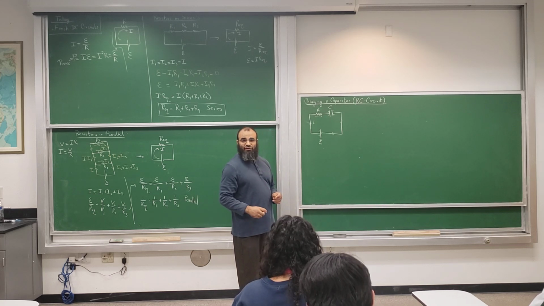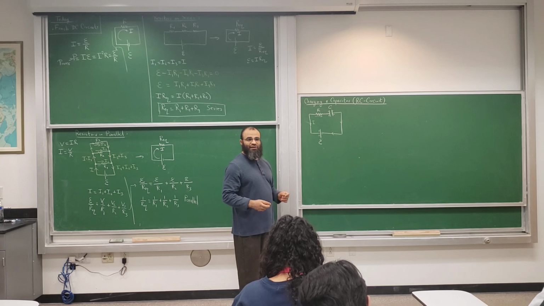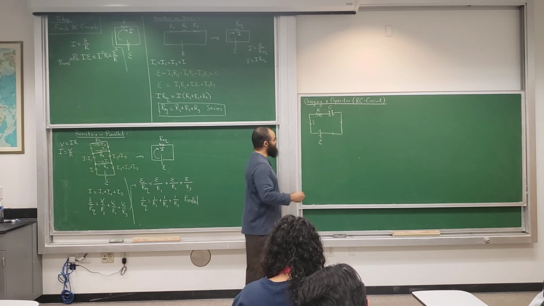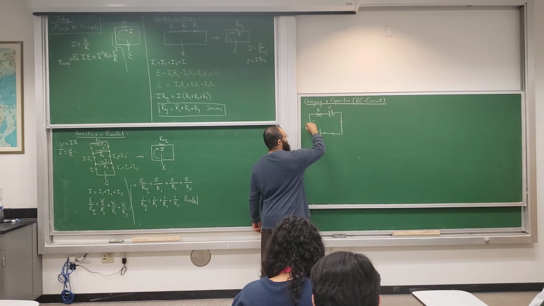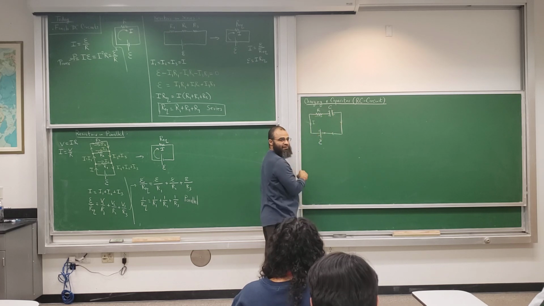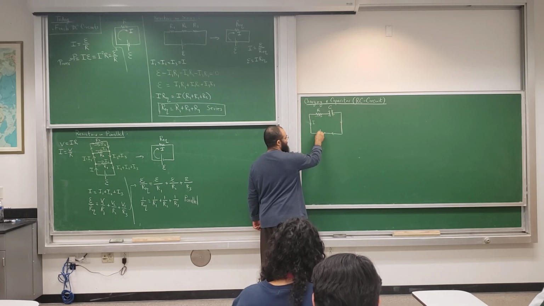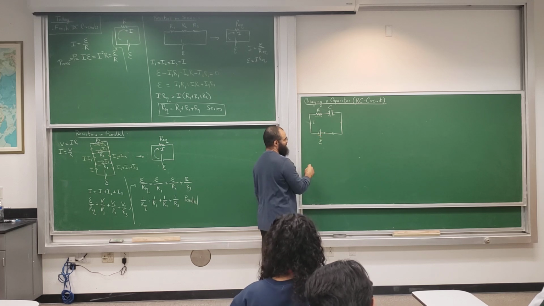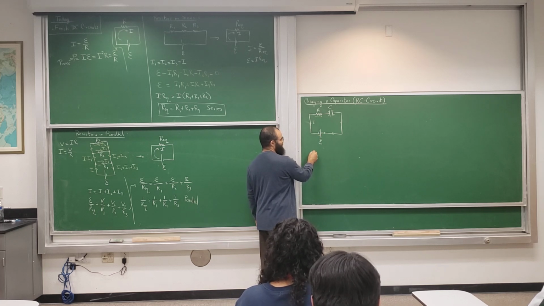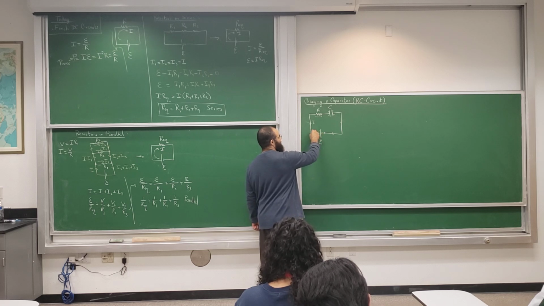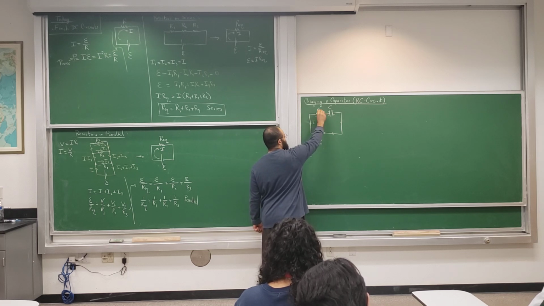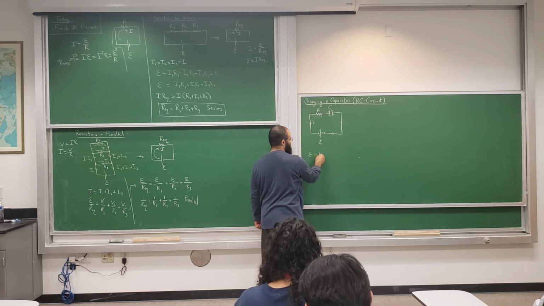Okay, so let's do the loop rule. That's our friend. The loop rule is going to help us. So we're going to start here and ask what happens. We go from here to here, across a battery. What's the change? Positive E. Good. Next, we cross a resistor and we're going in the direction of the current. So what's the change? Negative IR. Good.